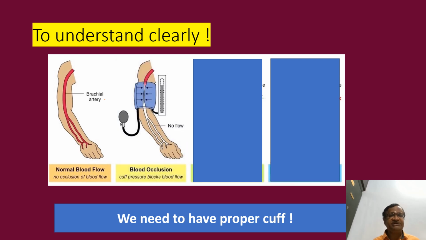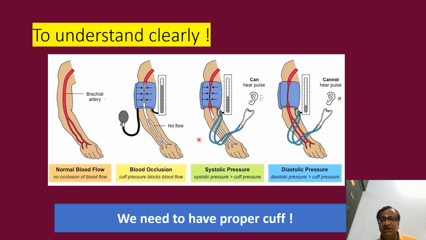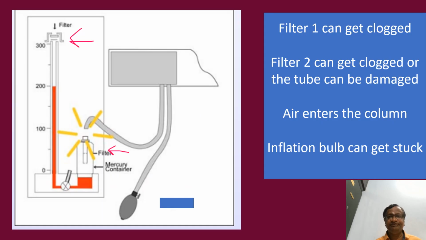See, this is connected to the measurement. Now this cuff pressure blocks blood flow. Now you are releasing. Here we are releasing. Now you see, slowly the systolic blood pressure is coming. It is above the cuff pressure. Now you see, diastolic pressure is here. Korotkoff sounds. Cannot hear the pulse.